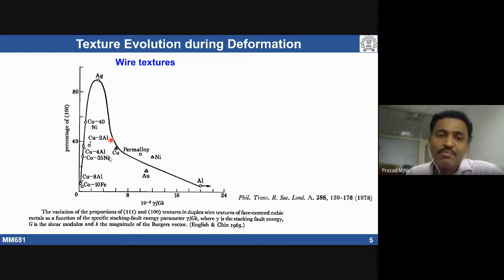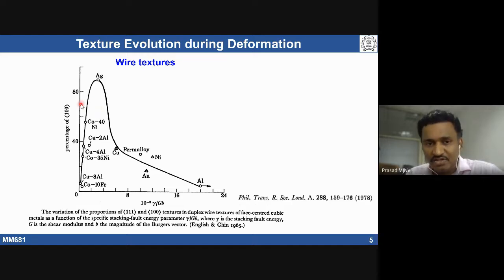People have addressed this in terms of twinning. When you talk about very low stacking fault energy, the twinning can again induce a change in the texture in very low stacking fault energy materials.